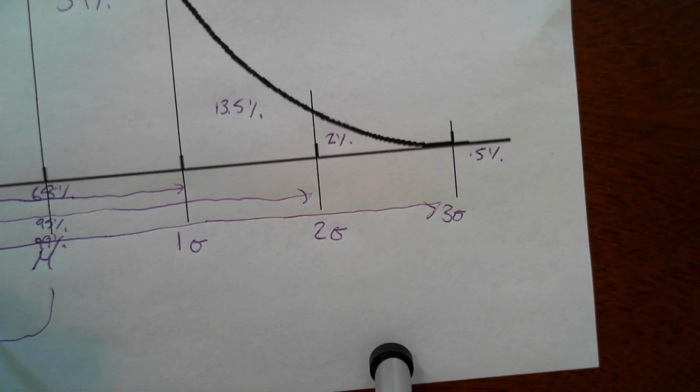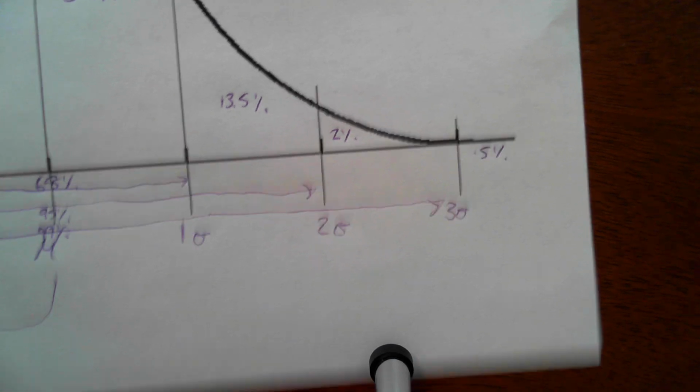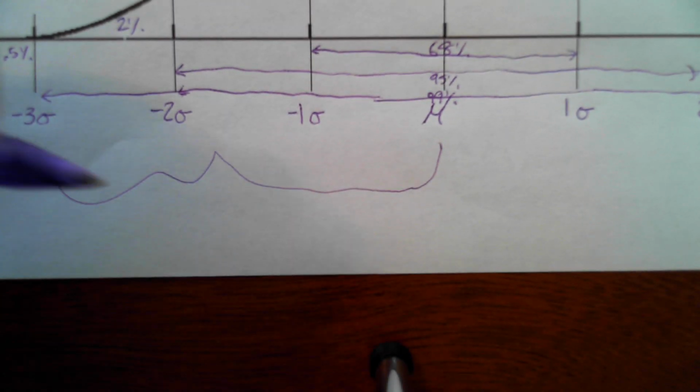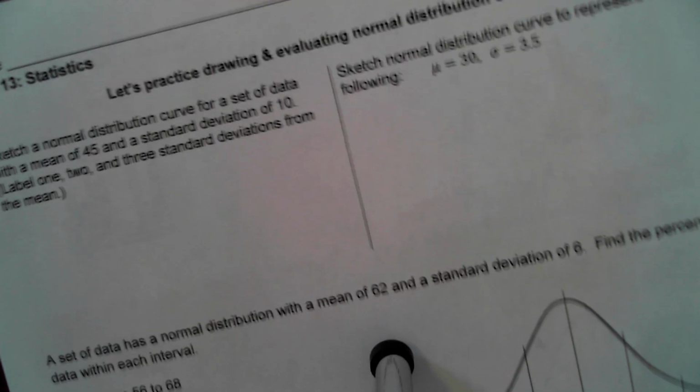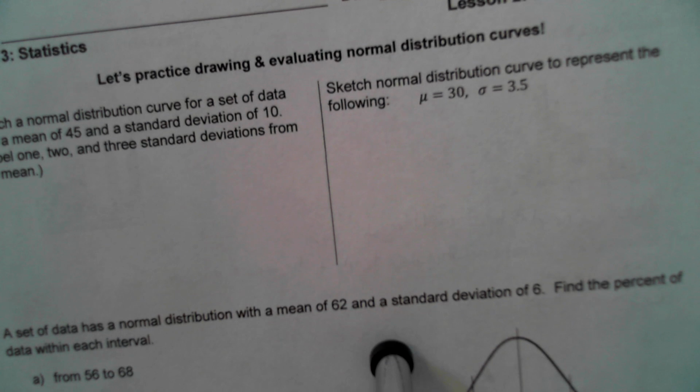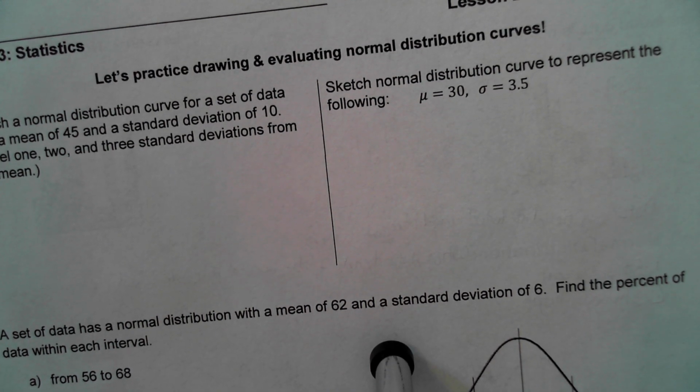And just as a reminder, 50% of the data lies to the left of the mean and 50% lies to the right. So now back to our notes. We're going to do a few examples here with standard deviation and normal curve.